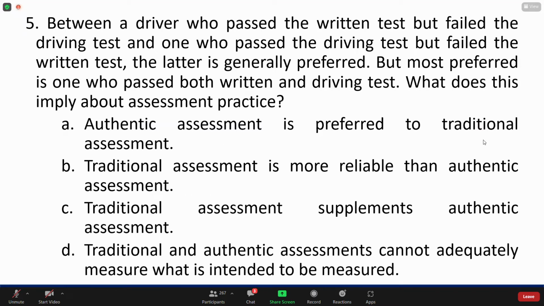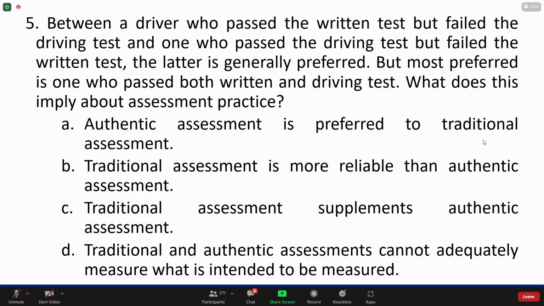Number 5, between a driver who passed the written test but failed the driving test and one who passed the driving test but failed the written test, the latter is generally preferred, but most preferred is the one who passed both written and driving tests. What does this imply about assessment practice?